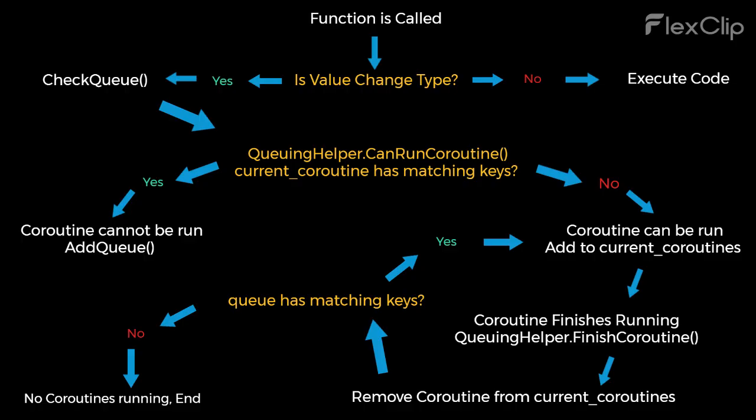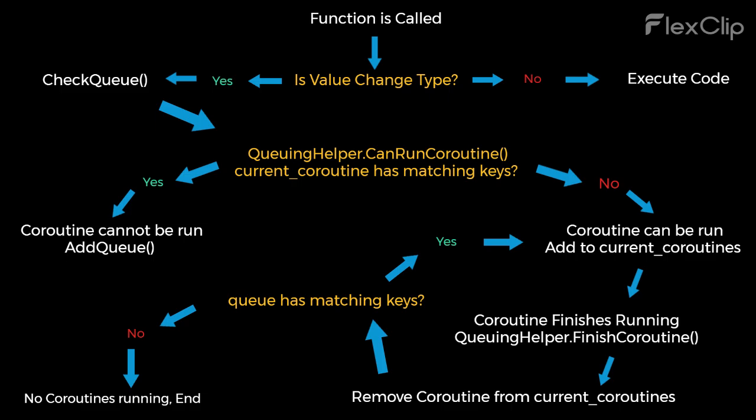This function calls a public function from within the queuing helper, which searches a dictionary containing all the running coroutines, using game objects and strings as keys to separate the types of coroutine that could conflict with one another running on the same component object. If there is a coroutine found on a matching string as the one passed through, then the new coroutine is not allowed to run and is instead added to a secondary dictionary that serves as a queue.